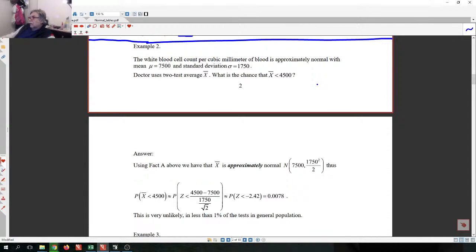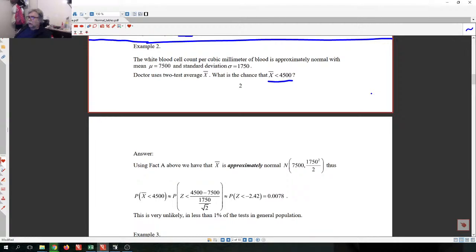Now, if a doctor uses a 2 test average, so it gives you 1 blood test and then does that again, what is the chance the 2 test average is going to be below 4,500? So now I would consider it to be kind of low. Right? So he might be interested in that.